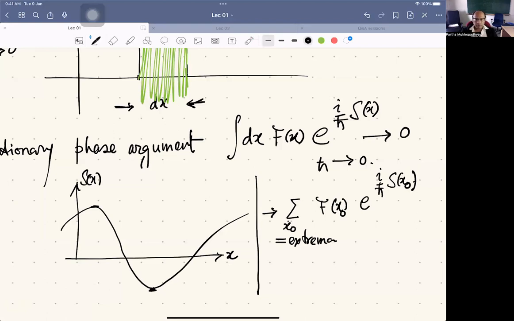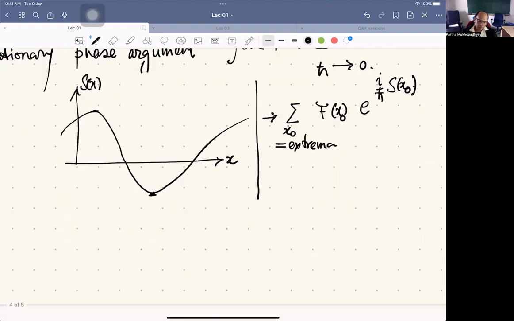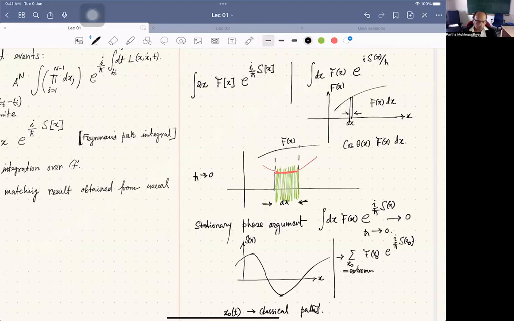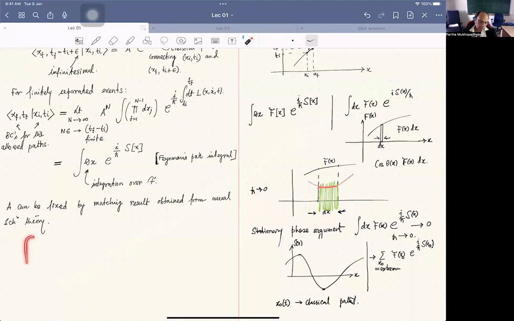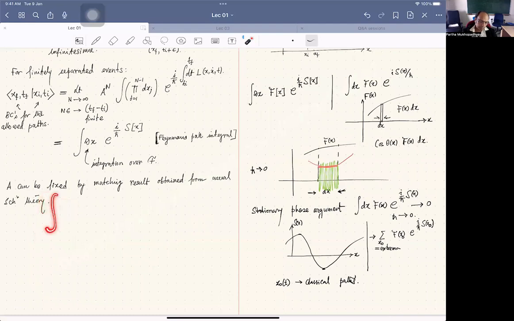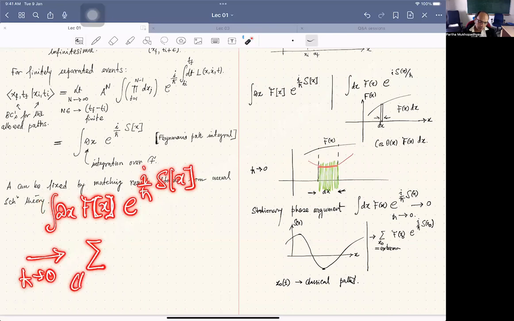And since it's the extremum of the action, that corresponds to the classical configuration. In the context of this function space, this x0 is actually a path, x0 of t, and these are the paths where the action is extremized, and therefore they are classical paths. So not only this integration, but a more general integration where you have a functional sitting in addition to the path integral phase will give, in the h bar going to 0 limit, classical paths.